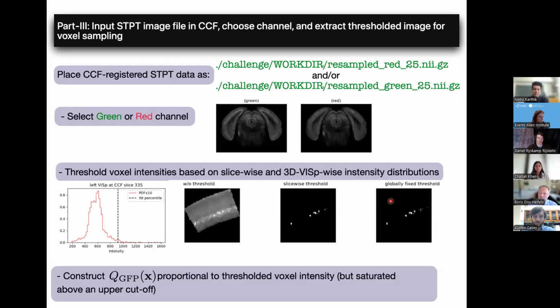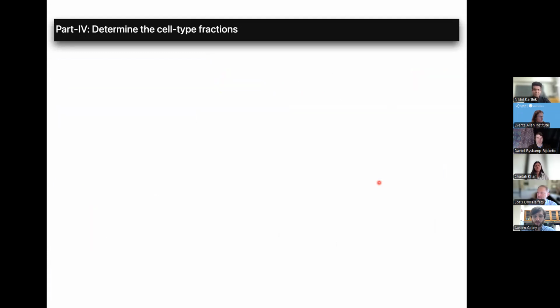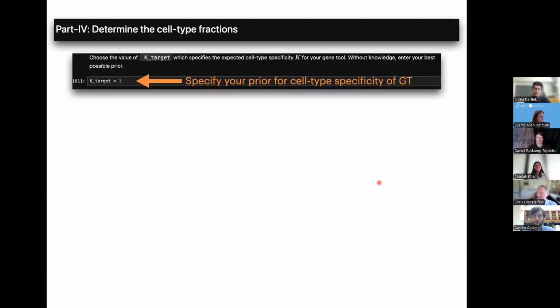And once you have done that, it will compute the GFP probabilities based on the thresholded voxel intensity, said to be proportional. Yeah, so that is the model that we use for GFP probabilities. And part 4 is where it puts together the GFP probability densities and the multi-cell type probability densities that we learned together to predict the cell type fractions.